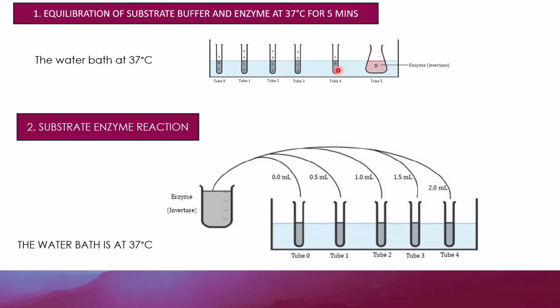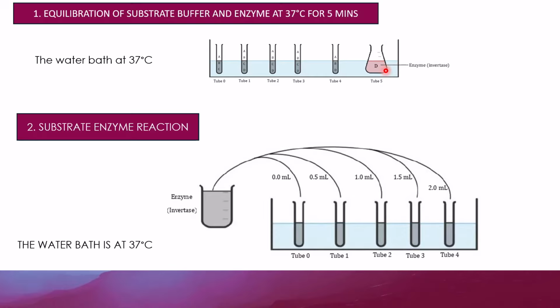And over here too, we didn't add the C to it because C is 0 mils. And this is our enzyme invertase in a different test tube over here. So we equilibrate our substrate, buffer and our enzyme in different test tubes for 5 minutes at a temperature of 37 degrees Celsius.